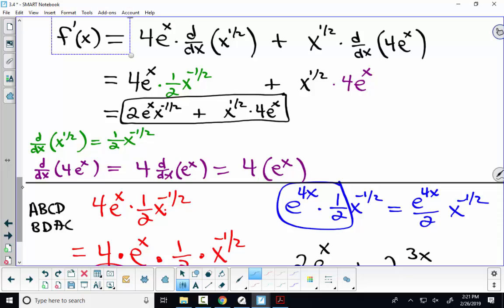Since you combined the 4 and the 1/2 there to get 2e to the x times x to the negative 1/2, could you do the same there and write 4e to the x times x to the positive 1/2? Yeah, just so things match up. Yeah, we could write the 4e to the x first. This could be 4e to the x times x to the 1/2. So again, this is like a times b. I could also write this like b times a if I wanted to. It doesn't change it.